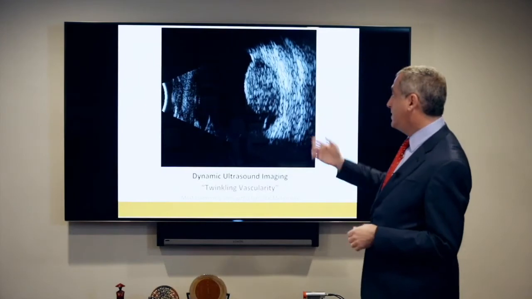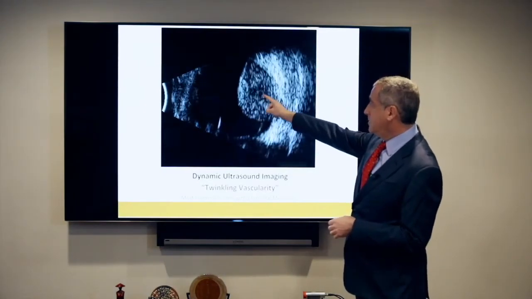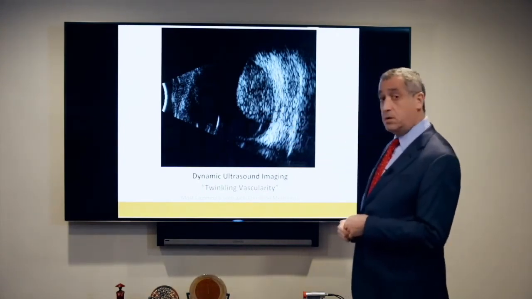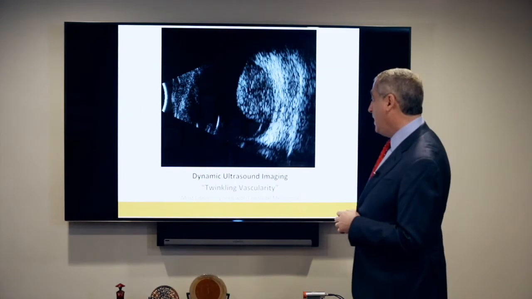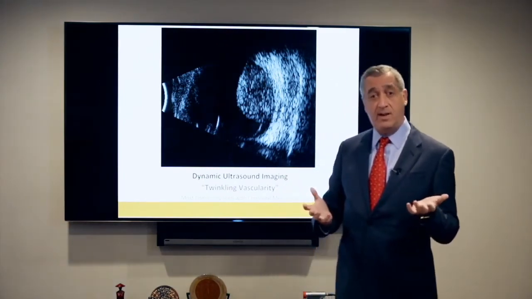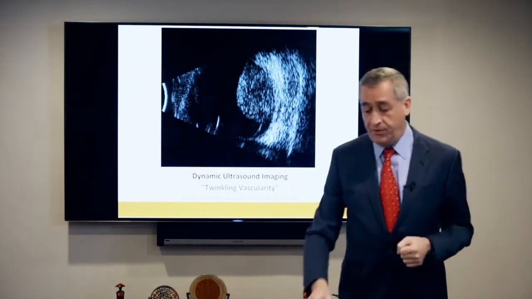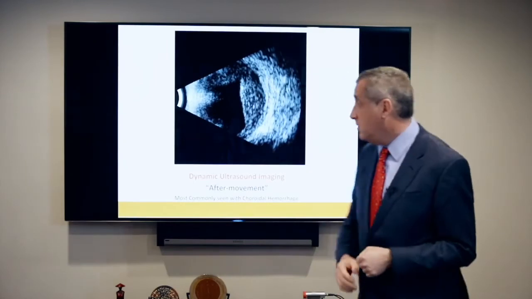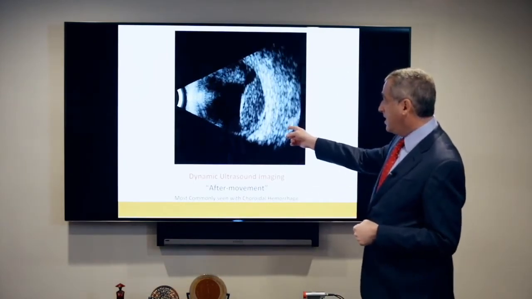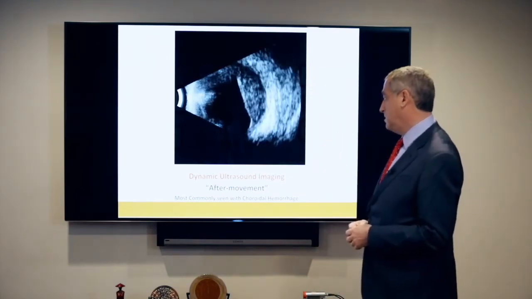We have dynamic ultrasound imaging. Can you see the twinkling inside the tumor? That's blood flow. Sort of like a Doppler, but without the color. And seeing that twinkling helps us distinguish between tumors that have internal vascularity and ones that don't. I'll show you an example of one that doesn't. There's no twinkling there. We have a thing like sludging. As the eye moves, the contents just sludge over.